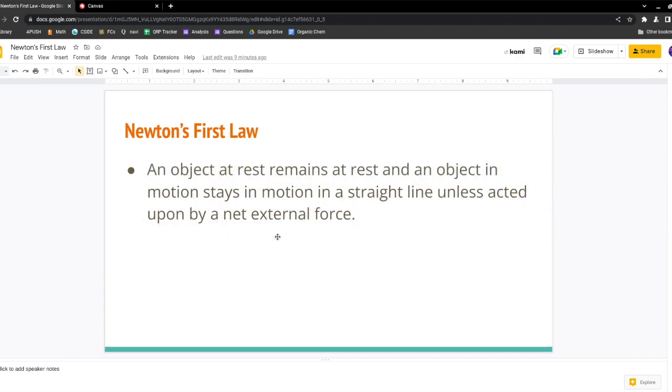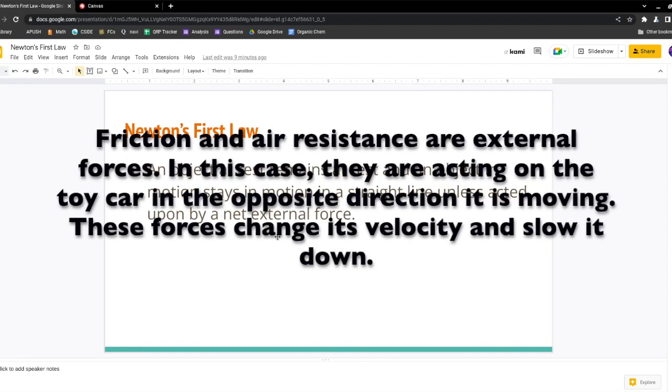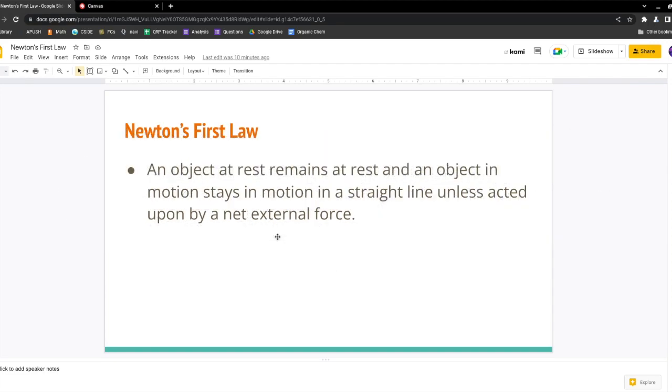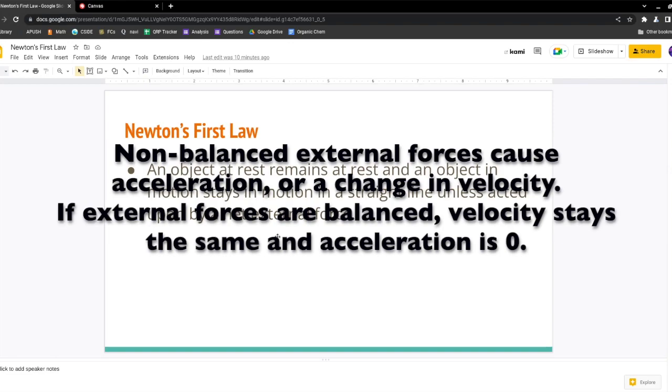So in our world, nothing moves on forever, right? It's going to be met with friction, air resistance. If I push that toy car, then the friction is eventually going to act against it and slow it down. But under our perfect conditions, acceleration is going to be 0. So summary of the law: if velocity is constant, acceleration is 0, because acceleration is the rate of change of velocity.